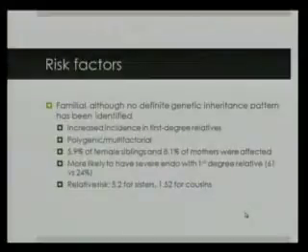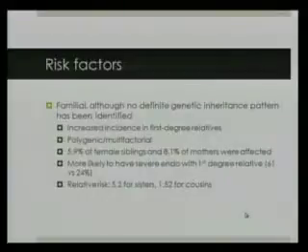In one study, they saw that 5.9% of female siblings and 8.1% of mothers were affected. And they're more likely to have severe endometriosis with a first-degree relative, and that's 61% versus 24%, so it's pretty significant. If you have a first-degree relative, these patients are much more likely to have endometriosis. And the relative risk is 5.2 for sisters and 1.52 for cousins, and this was just in one study, that's all.